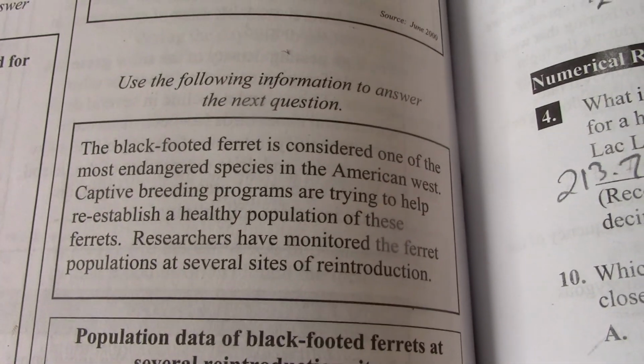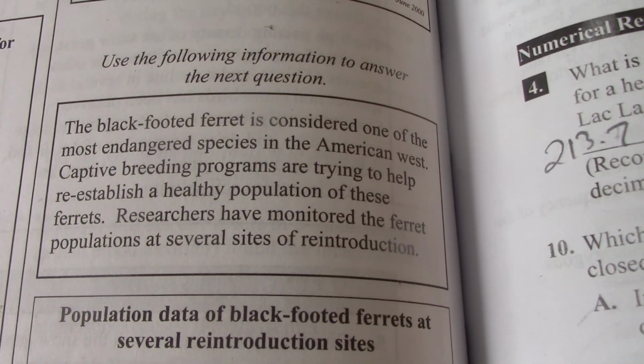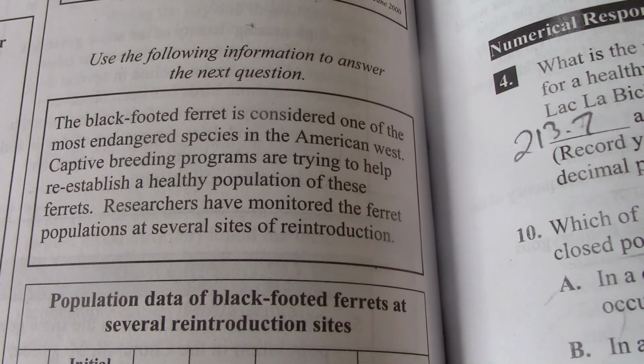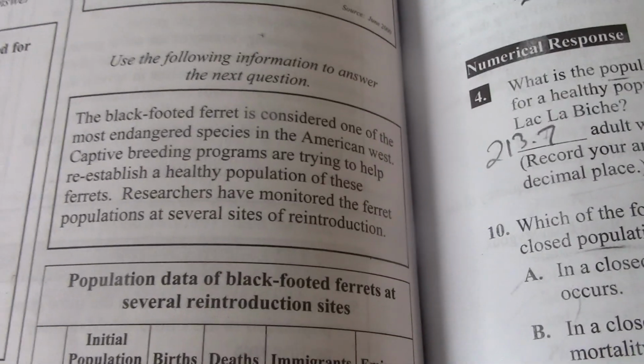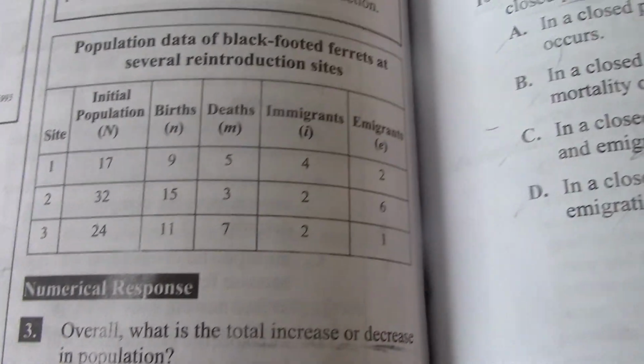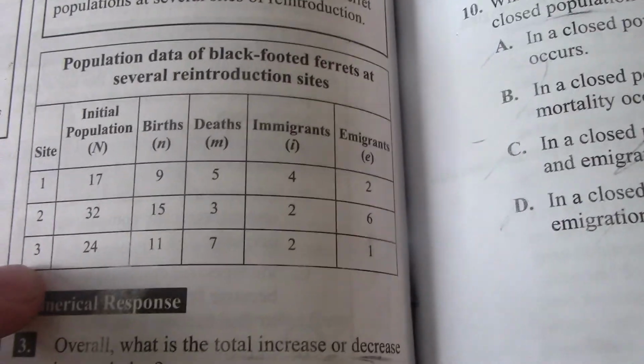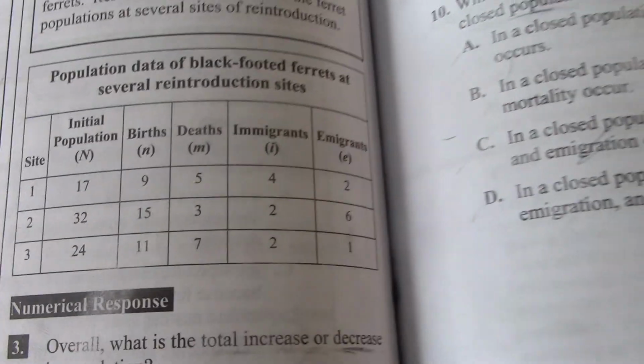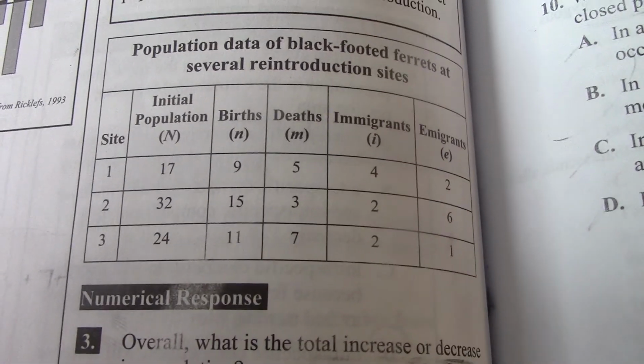On page 140, there's a good example of this. The question says, the black-footed ferret is considered one of the most endangered species in the American West. Captive breeding programs are trying to help reestablish a healthy population of these ferrets. Researchers have monitored the ferret populations at several sites of reintroduction. So this has the population broken up into what are called metapopulations. They're smaller segments of a larger population. This is pretty typical of what you'll see for this.